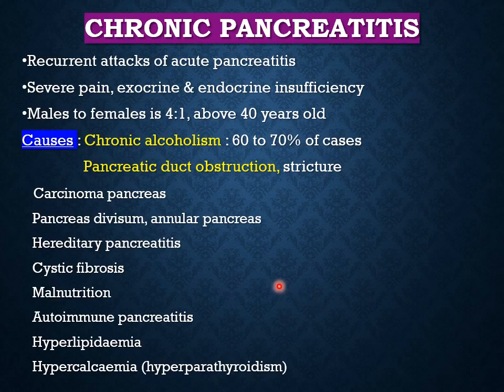Next we come to chronic pancreatitis. Chronic pancreatitis, as the name suggests, is recurrent attacks of acute pancreatitis leading to chronicity of inflammation. Usually they present with severe chronic pain, exocrine and endocrine insufficiency, okay, pancreatic insufficiency. Male to female ratio is 4:1 and it mainly affects males above 40 years of age.